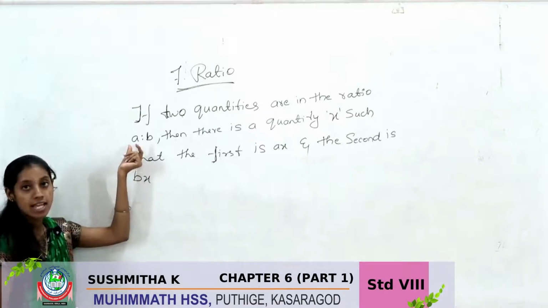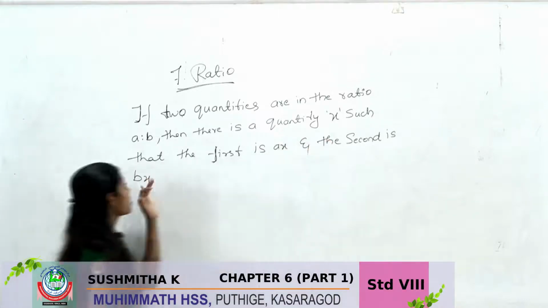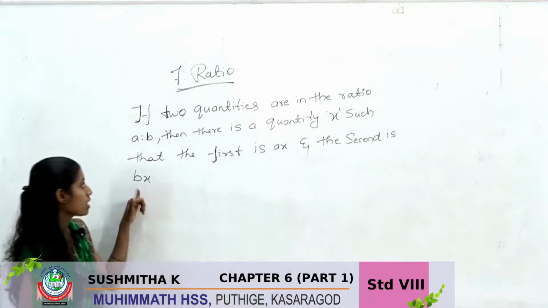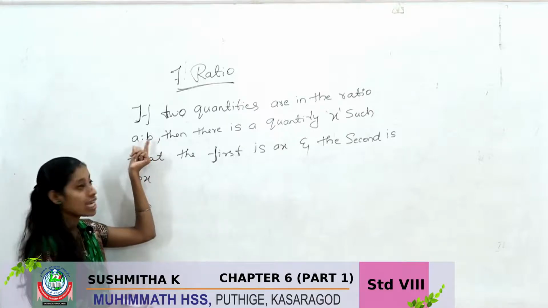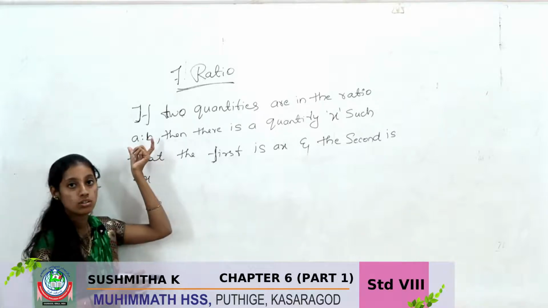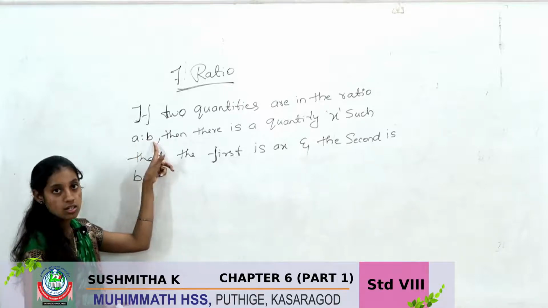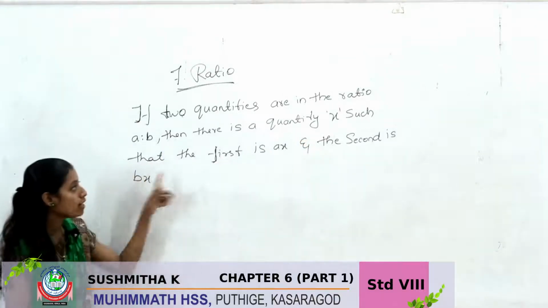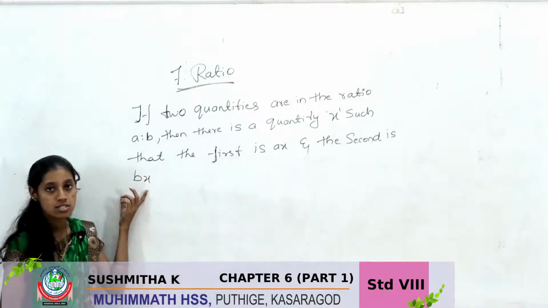that is, the two quantities we are taking as A is to B, then there is a quantity X such that the first is AX and the second is BX. There is the relationship between the two quantities A and B. So we are representing the two quantities as A is to B. Then there is a quantity X such that the first is AX and the second is BX.